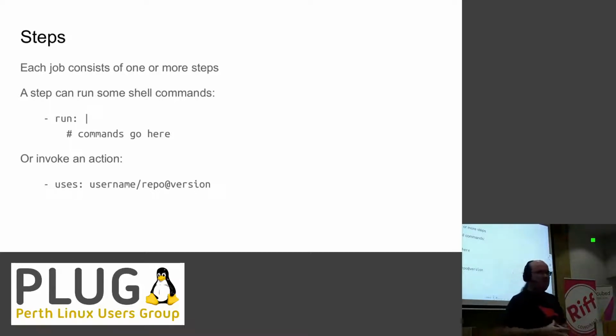And the alternative to specifying commands directly with the run key is to say uses and list the name of an action. So the actions are kind of the interesting part of the system, because rather than having to spell out everything you want to do in your job, you can reference an action which will perform some work on your behalf and then continue on to the next step.